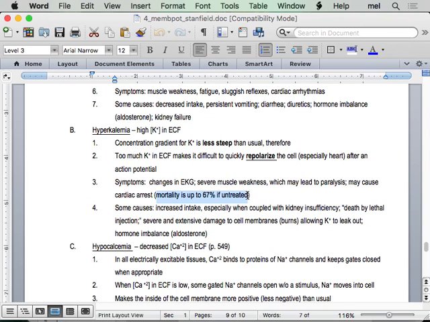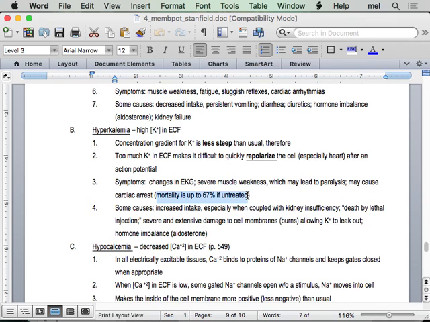So causes: increased intake, but only if it was coupled with kidney insufficiency, because if you're taking in a bunch of potassium and your kidneys are working well, you just pee it out, right? Because it's water soluble. Death by lethal injection, and then fascinatingly, burn victims are at really, really high risk of hyperkalemia, because imagine someone has like 3rd-degree burns over 80% of their body.